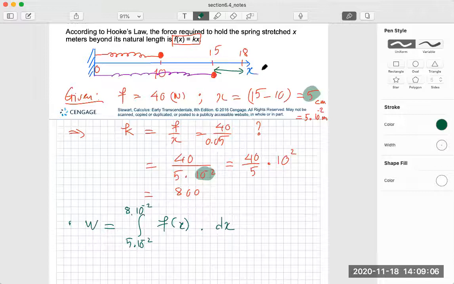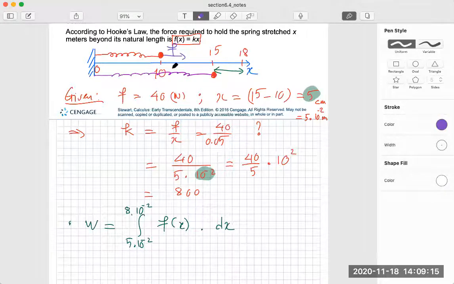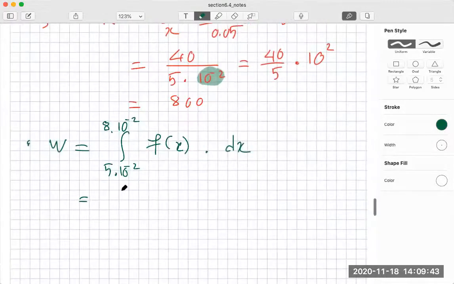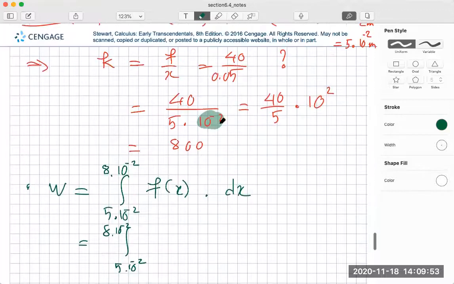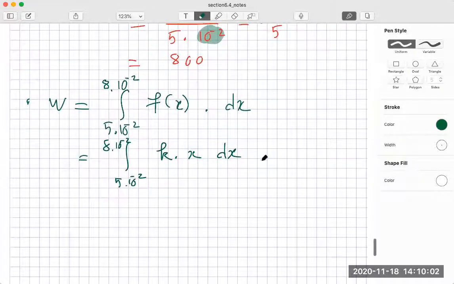It's a little hard to see, but is that okay now? Okay.